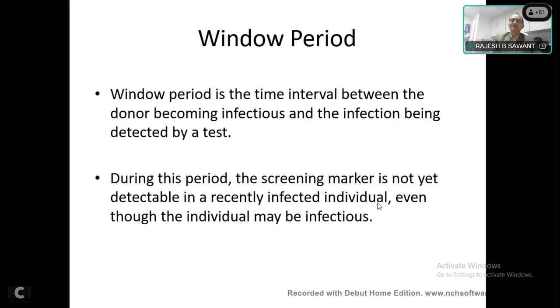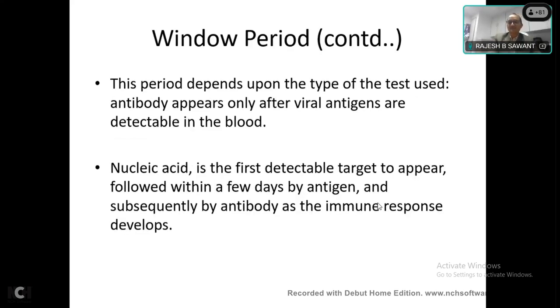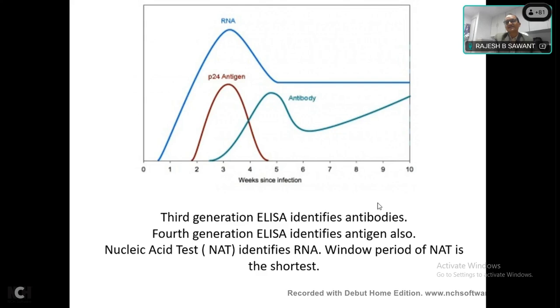Window period is the time interval between the donor becoming infectious and the infection being detectable. So your test may not be able to detect an infection, but the donor has the viral antigens or viral particles and is able to pass on that infection. That is nothing but window period transmission, and that is the risk of transfusion basically.